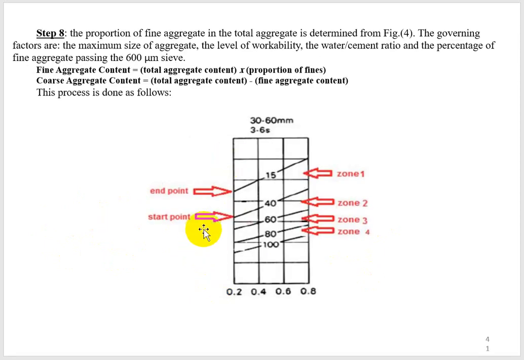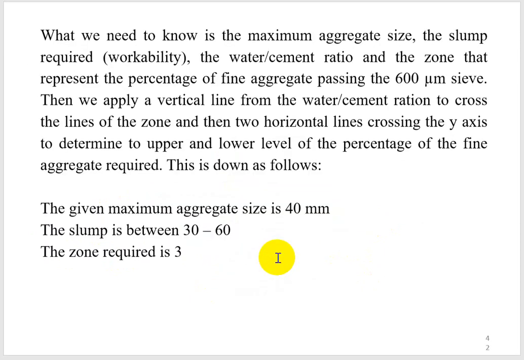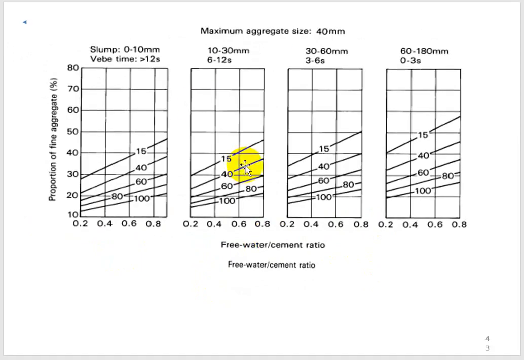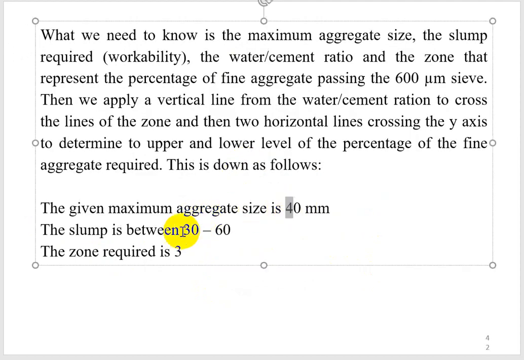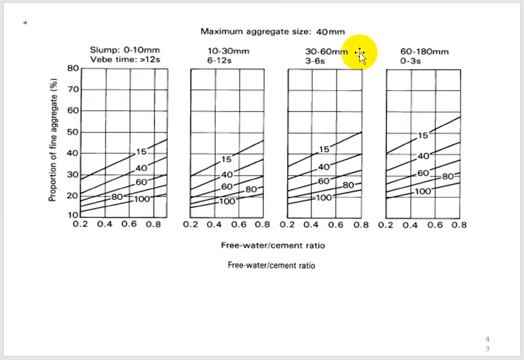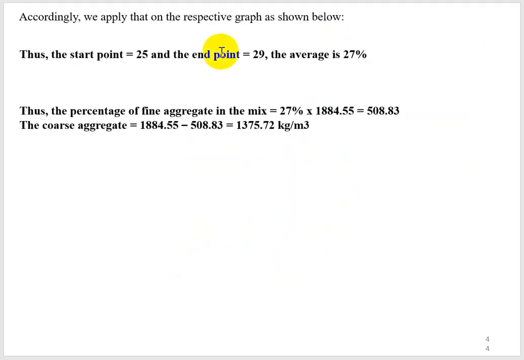Once we get that, we can then move to step number 8, and as you know, we need to choose the right table. The information provided is the size of the aggregate, the slump, and the zone. So once we get this information, then we could choose the right diagrams. Once we get it, we can apply this information on this diagram, and then we get the proportions, the start point and the end point.